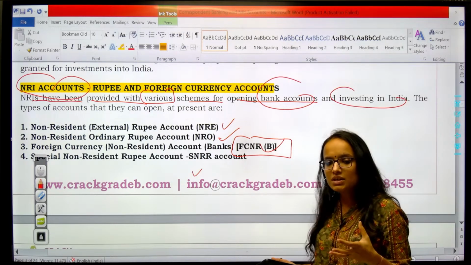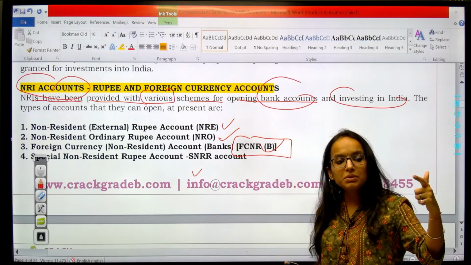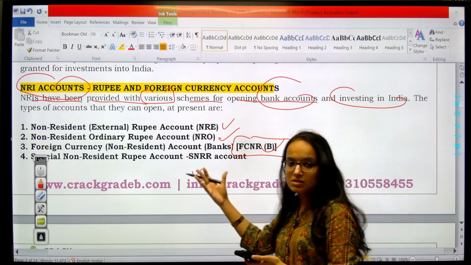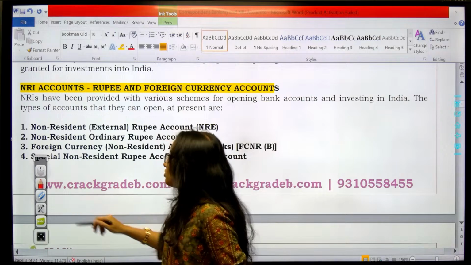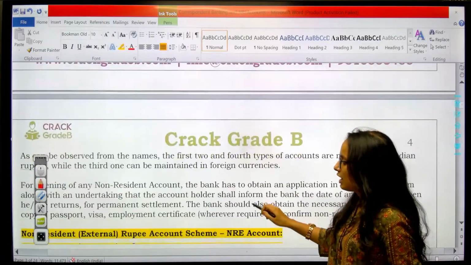So let's try to understand each account in detail. What are the provisions, what can be there and what cannot be. Remember, direct questions have been asked as case studies from this section. So this is very important. Listen carefully and try to understand everything, right?